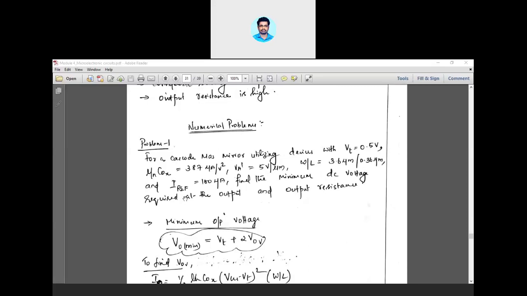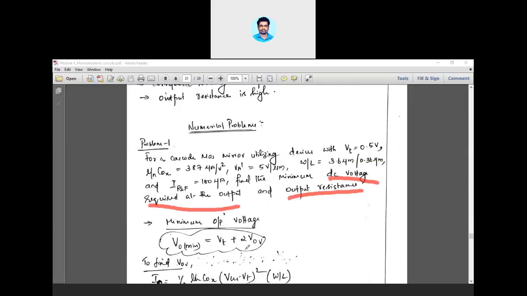Okay, so this is a problem in connection with the cascode MOS mirror. So you should be able to calculate two parameters here. One is the minimum DC voltage required at the output for a mirror circuit. There will always be a minimum output voltage required for the proper working of a mirror circuit, and also there should be an output resistance. So these two parameters you have to find out.